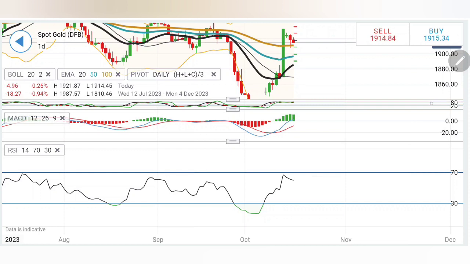And on the upside, any move beyond 1922, you can initiate a buying position there. 1925, 26, you have to wait for it to break past. Beyond that, the bullishness may prevail towards 1930, 32, and above 30, 32 is the confirmation of reversal. So trade accordingly, trade as per the levels.